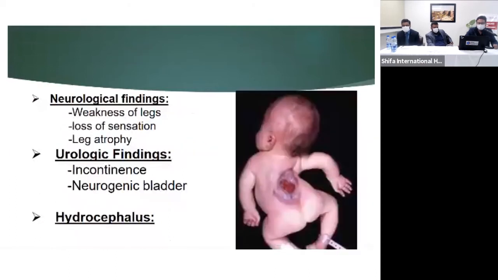Neurological findings: weakness of the legs, loss of sensation, and leg atrophy. And neurological findings also include incontinence and neurogenic bladder, and it is commonly associated with hydrocephalus.